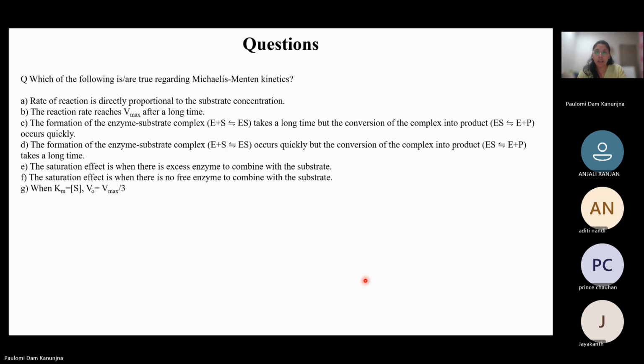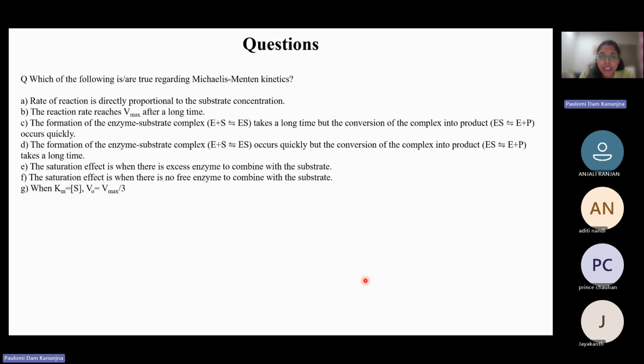Okay, let's do the first question here, which is let's try to understand what you've understood from the graph first, and then we'll do numericals. So the first question here is, in this set of statements, which one is true for Michaelis-Menten kinetics? A, is the rate of the reaction directly proportional to the substrate concentration? B, the reaction rate reaches Vmax after a long time. C, formation of the enzyme substrate complex takes a long time, but the conversion of complex to products is occurring quickly. D is the opposite. That means ES forms quickly, but the conversion to product takes time.